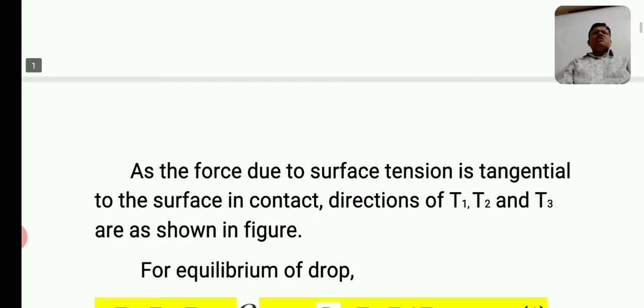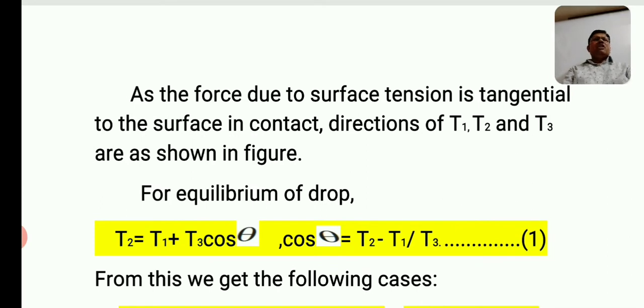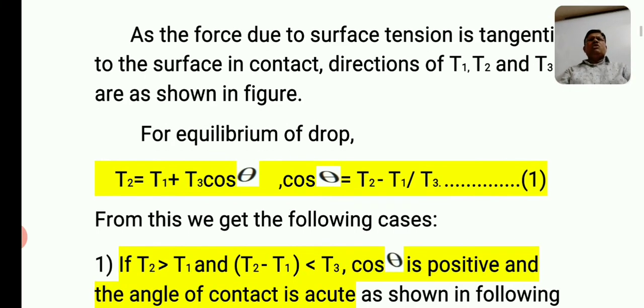As the force due to surface tension is tangential to the surface in contact, the directions of these forces T1, T2 and T3 are tangential. So for equilibrium of the drop, the relation between these forces is given as T2 equals T1 plus T3 cos theta. Therefore, cos theta equals (T2 minus T1) divided by T3. From this equation, we get the following cases.